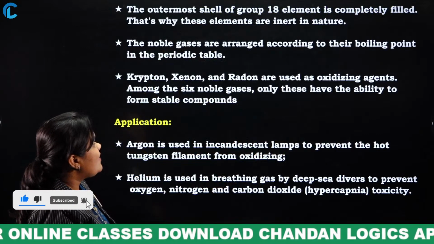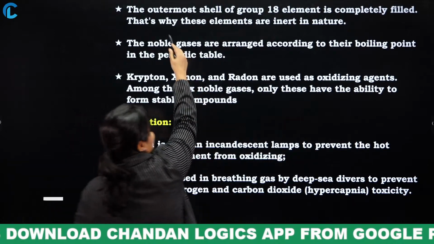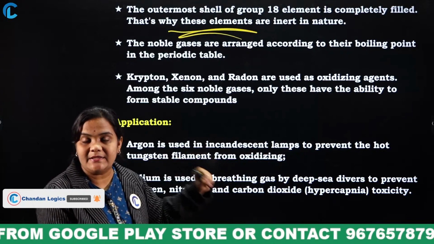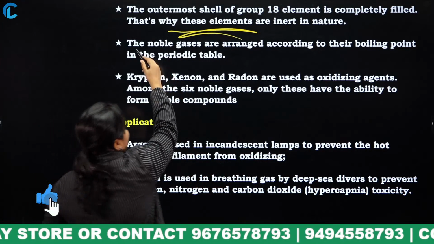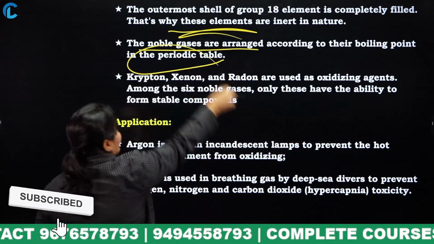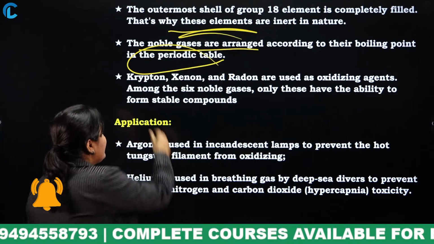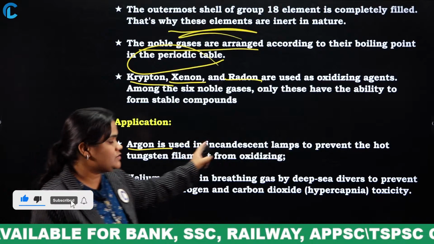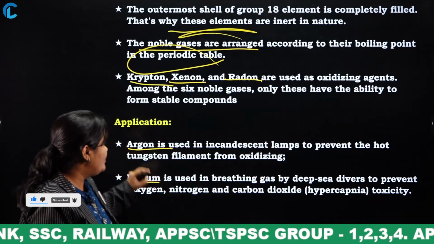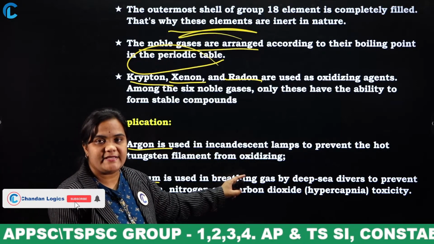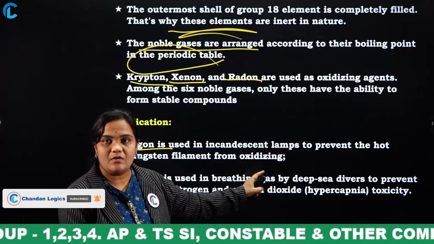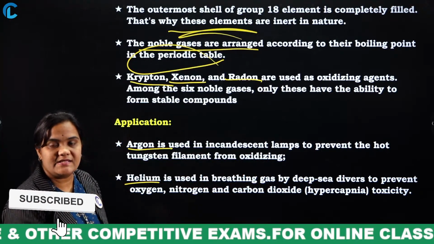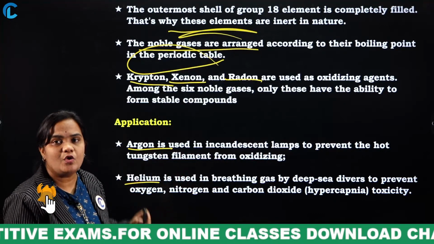The outermost shell of group 18 elements is completely filled. That is why these elements are inert in nature. They do not react with any other element in the periodic table. Okay. The noble gases are arranged according to the boiling point in the periodic table. What are these noble gases? Krypton, xenon, radon, argon, helium. This argon is used where? In incandescent lamps to prevent the hot tungsten filament from oxidizing, and this helium is used as breathing gas for deep sea divers. These are some of the important points regarding noble gases.